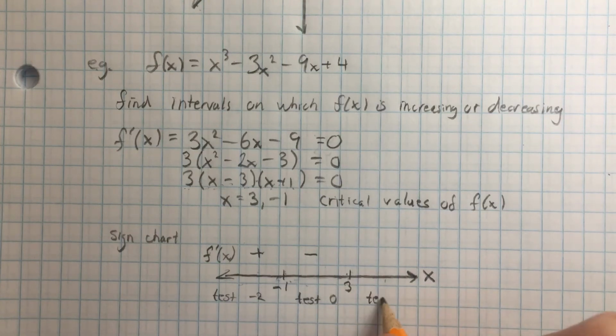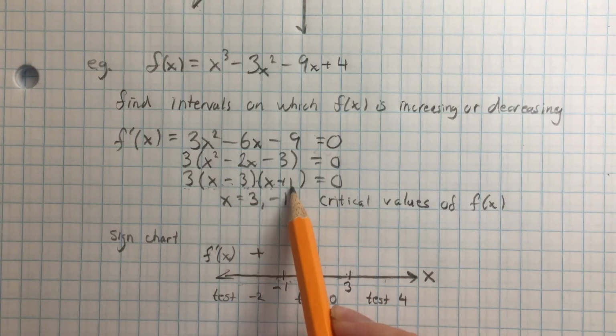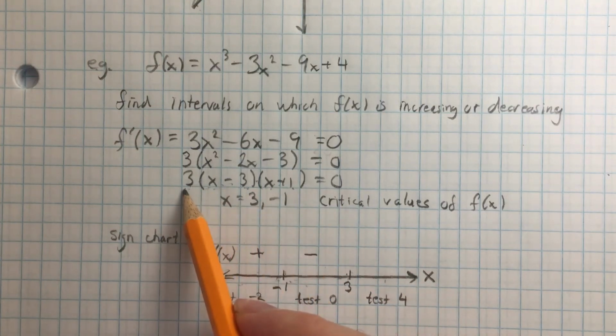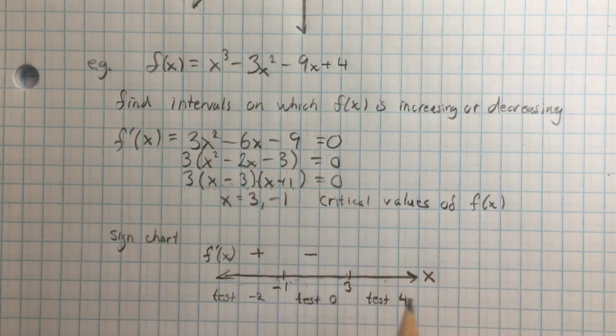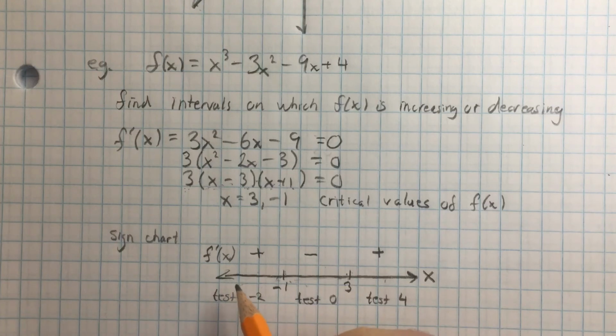Now I'll take a test case from over here, maybe 4 or something. It doesn't really matter how far away you test from the endpoint. I'm just going to pick the nearest thing so the numbers don't get too large. I'll test 4. This factor is now positive. This factor is now positive. And this factor was always positive, so I have 3 positives multiplied together, which yields a positive sign for the first derivative. Again, not caring so much about the actual quantity, just the sign.